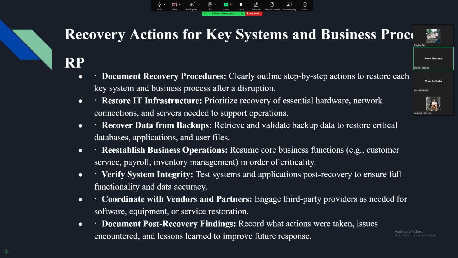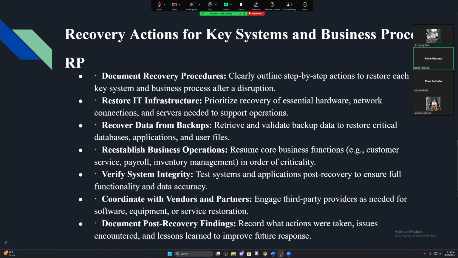Next are the recovery actions for key systems and business processes. Document recovery procedures that clearly outline step-by-step actions to restore key systems and business processes after disruption. Restore IT infrastructure: prioritize recovery of essential hardware, network connections, and servers needed to support operations. Recover data from backups: retrieve and validate backup data to restore critical databases, applications, and user files.